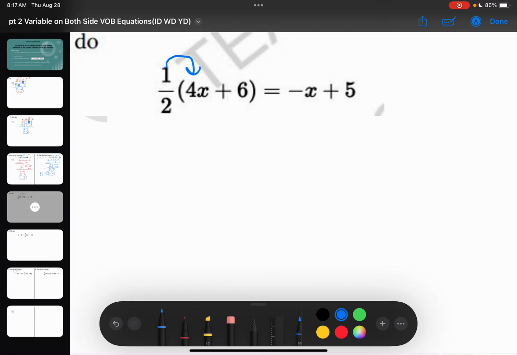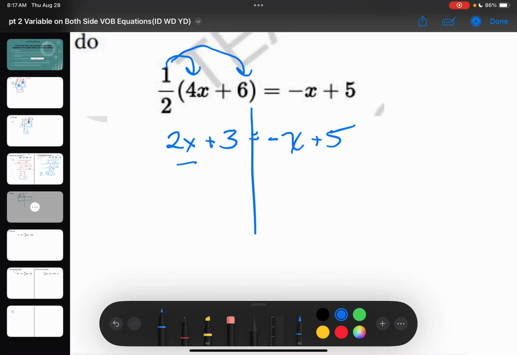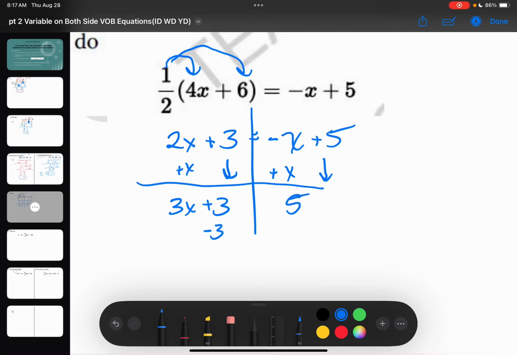So we'll go ahead and distribute through. Half of 4 is 2. Half of 6 is 3. Again, I've got the options of either subtracting 2x or adding x. I would rather add x to keep things positive. So 2x plus x is 3x. Again, remember, bring these parts down. I know I need to move that 3, so I'm going to subtract the 3. 3x equals 2.